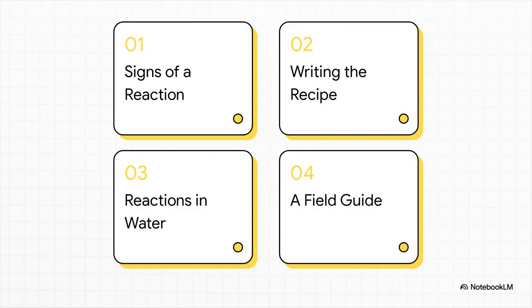All right, so what's our game plan? In this explainer, we're going to start by playing detective, learning to spot the signs of a reaction. Then we'll become chefs and figure out how to write the chemical recipe. After that, we'll dive deep into reactions that happen in water. And finally, we'll build ourselves a field guide to classify everything we find.